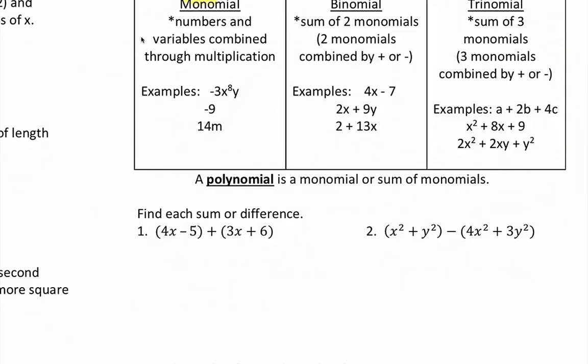So I don't care what the unit is behind it or the variables are behind it. There's only one term, one thing pretty much. So like -9, all I have is regular numbers. 14m, all I have are m's.